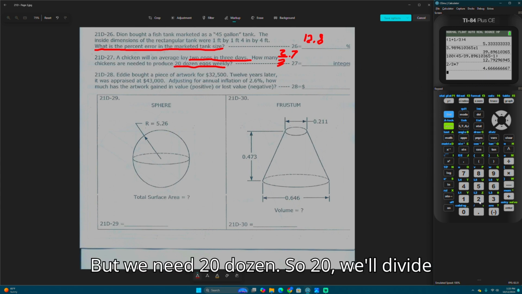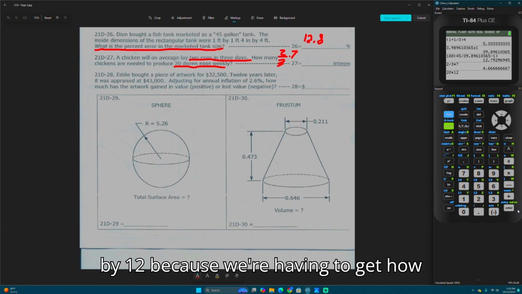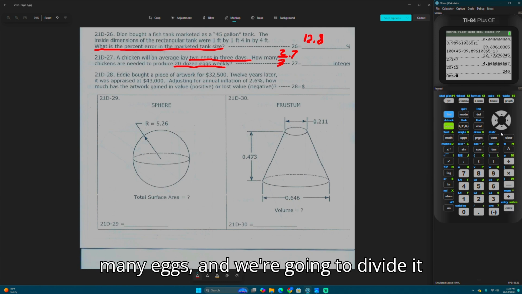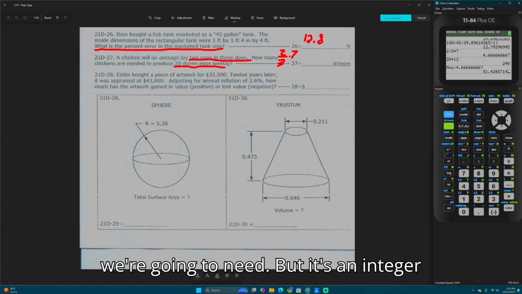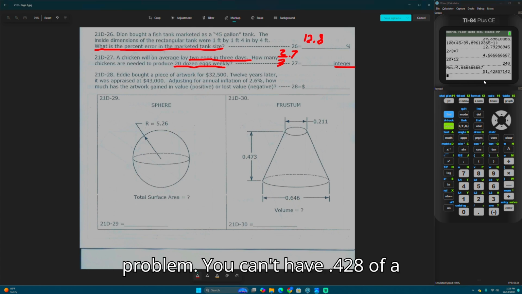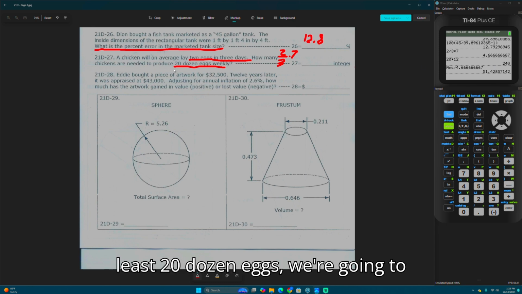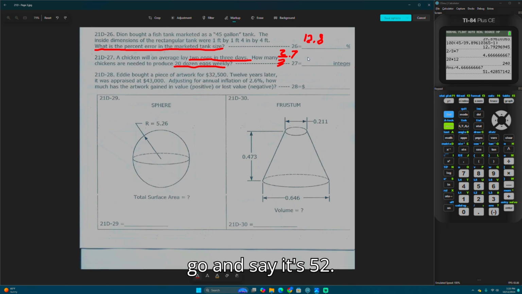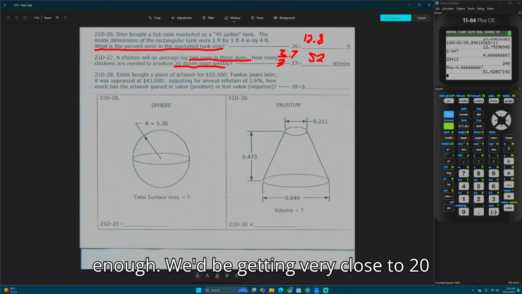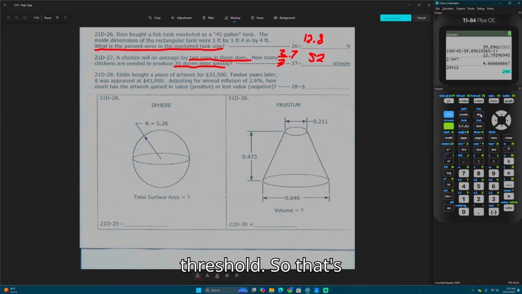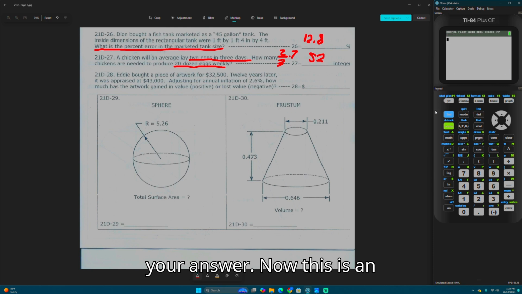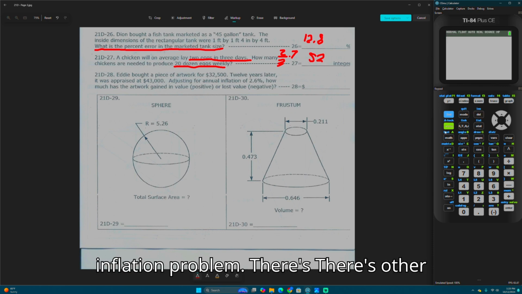But we need 20 dozen. So 20 multiplied by 12 because we have to get how many eggs, and we're going to divide it by the number of eggs made by each chicken, and that's how many chickens we're going to need. But it's an integer problem. You can't have 0.428 of a chicken. So since we need at least 20 dozen eggs, we're going to say it's 52. Because if we had 51, it wouldn't be enough. We would be getting very close to 20 dozen eggs, but we wouldn't reach the threshold. So that's your answer.